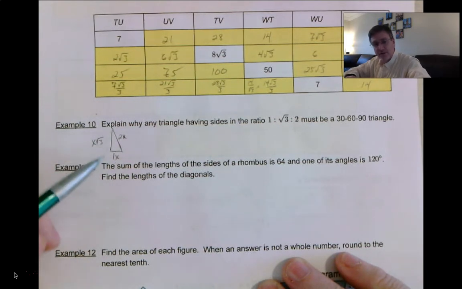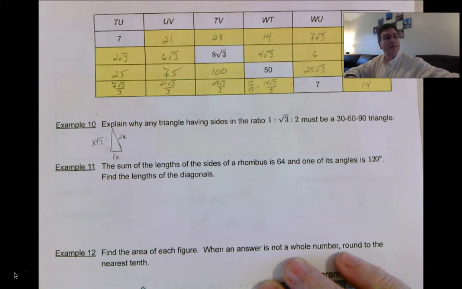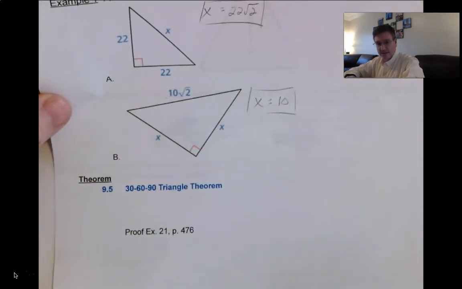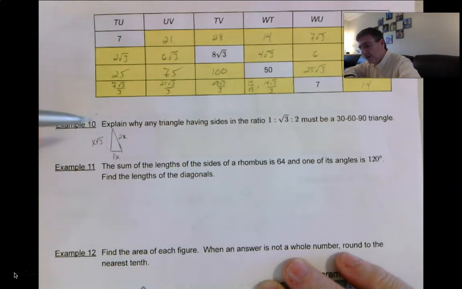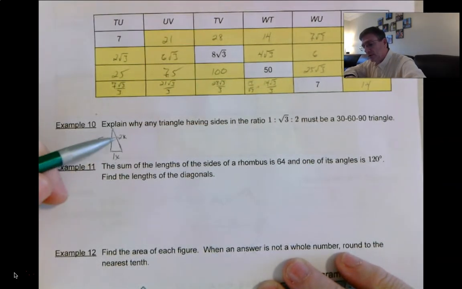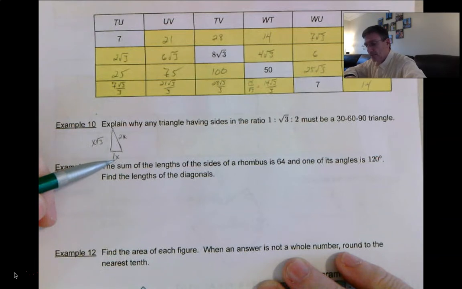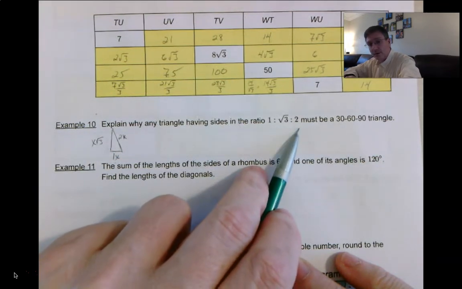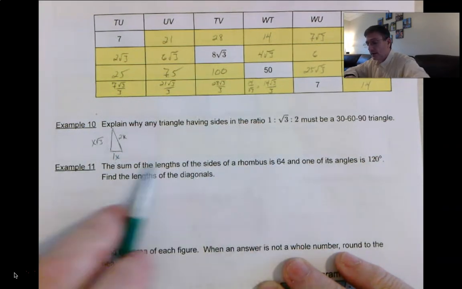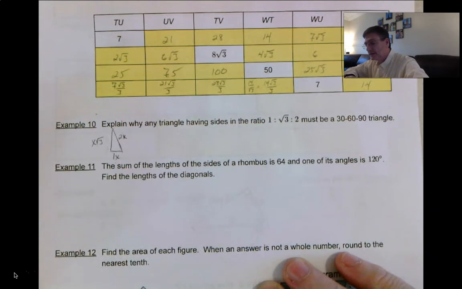This is the definition, or this is the theorem for theorem 9.5, the 30, 60, 90 triangle theorem. So that the hypotenuse is always double the short leg, and the long leg is always the short leg times the square root of 3. And if the sides are in this ratio of 1, square root of 3 to 2, then it has to be a 30, 60, 90 right triangle.